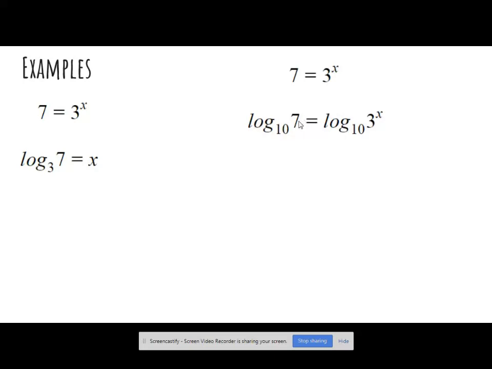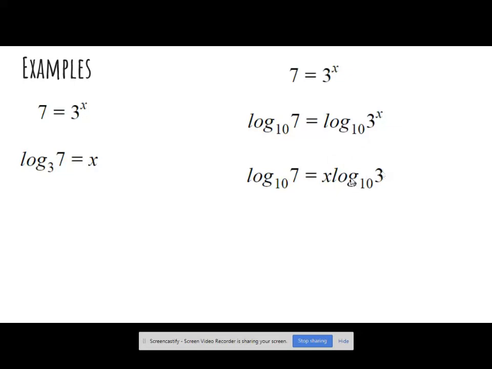Log base 10 of 7 and log base 10 of 3 to the x. The reason I would do that at all is that now I can use that third property of logarithms, which says I can take this exponent here and pull it down front. I get this. So that log base 10 of 3 to the x power, I can rewrite as x times log base 10 of 3.